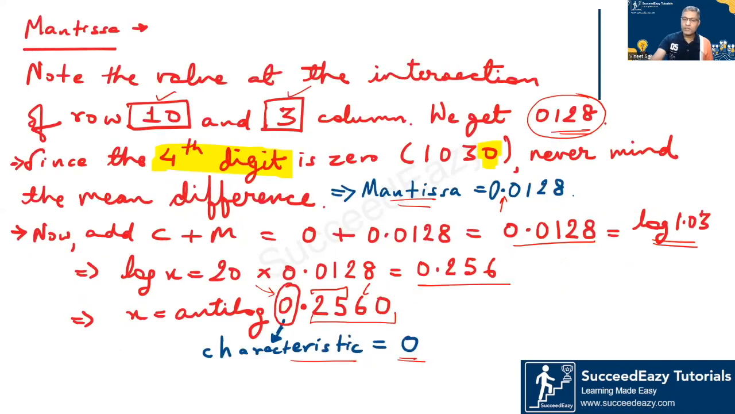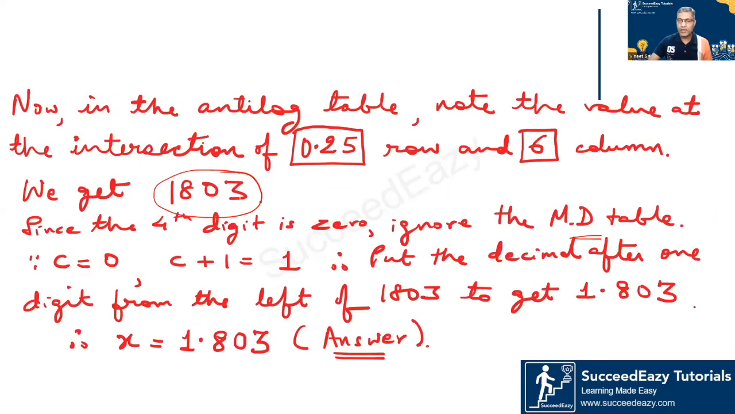All right, now let's go back. The characteristic was 0, and this helps us to put the decimal in whatever value you get after you find the mantissa part. So add 1 to the characteristic: 0 plus 1 equals 1. Put the decimal after one digit from the left of 1803 so as to get 1.803. This is a repeat of the process that we followed in the prior example.